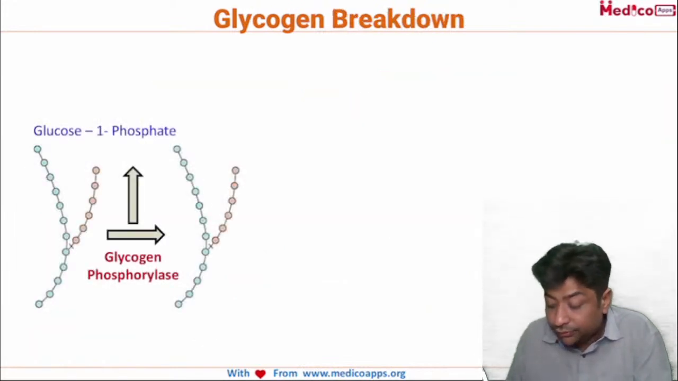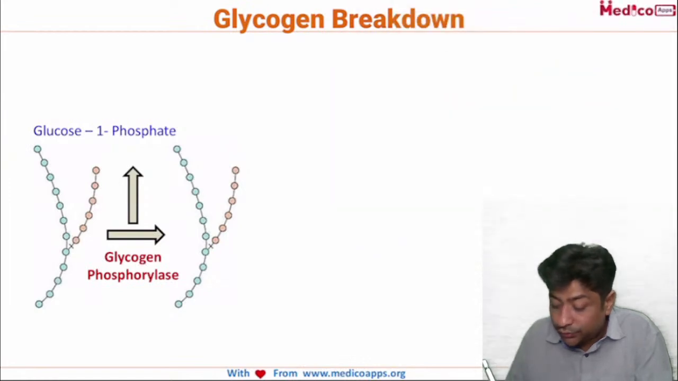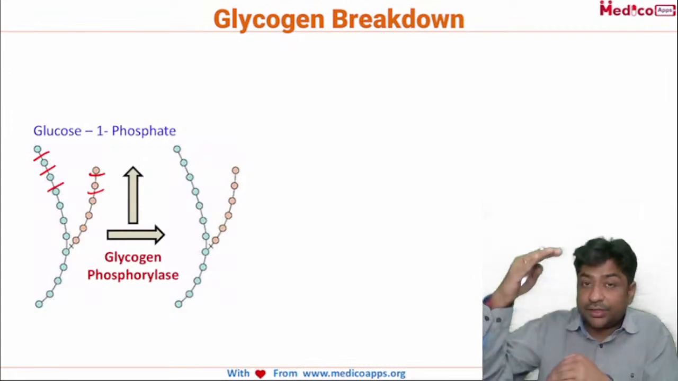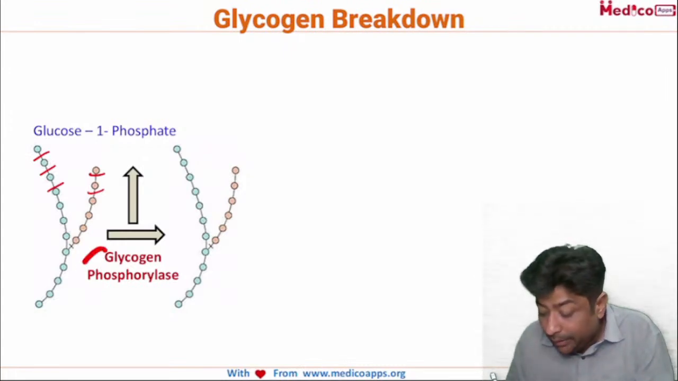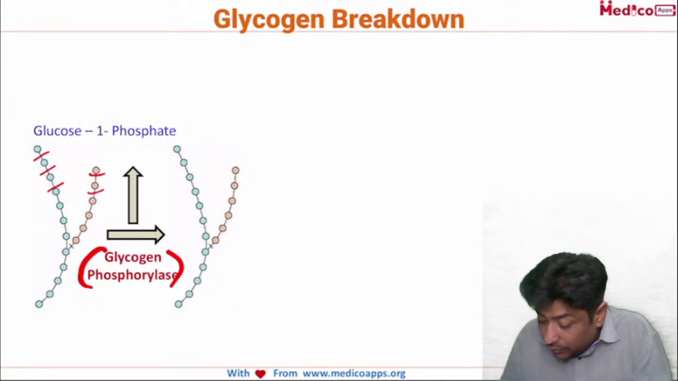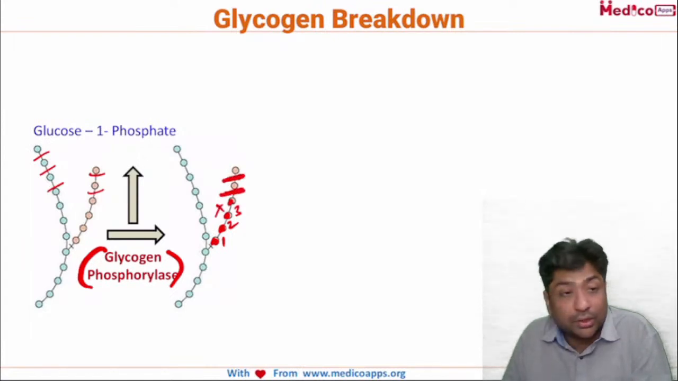The first enzyme to act on glycogen breakdown is glycogen phosphorylase. It simply cuts the 1,4 bond, so it is reducing the length. The limitation of glycogen phosphorylase is that it cannot cut the last 4 bonds. Let's say this is the first, this is the second, this is the third. So of the last 4 residues, the last 3 bonds it cannot cut. It will be able to cut this, it will be able to cut this, but it will not be able to cut this bond.